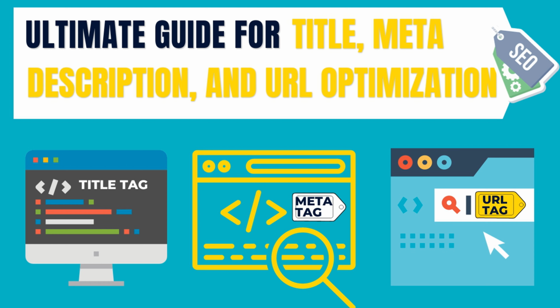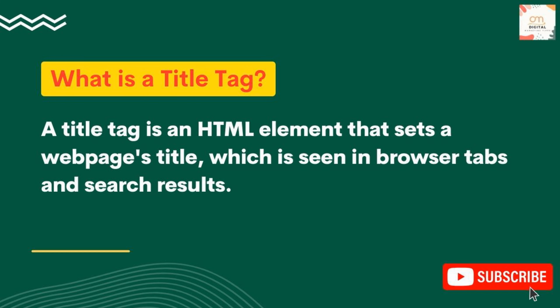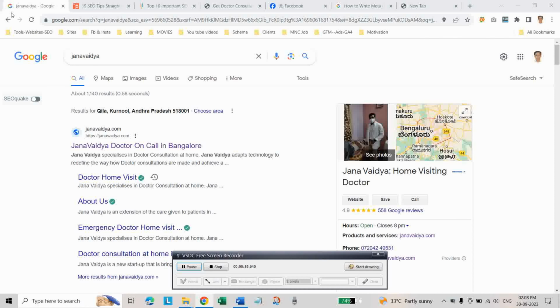Let's start with the title. Your title is the first thing people see when they search for something online. What is a title tag? A title tag is an HTML element that sets a web page title, which is seen in browser tabs and search results. Optimizing your website's title tags is essential for improving SEO performance and click-through rates to your site.